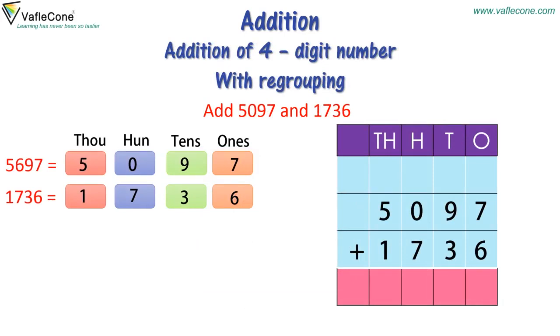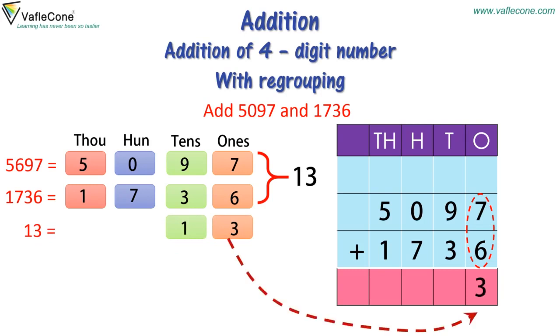4,769. Add 5,097 and 1,736. Arranging addends as per the place value and starting to add from the ones place: 7 plus 6 is equal to 13, and 13 is 1 ten and 3 ones. So we place 3 at the ones place and 1 at the tens place.